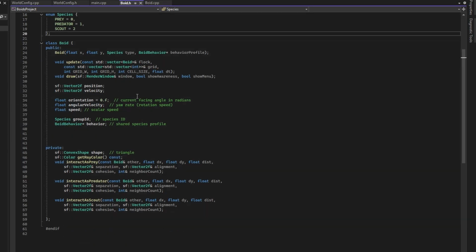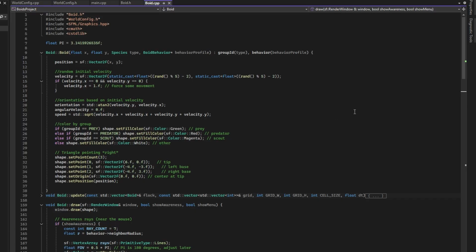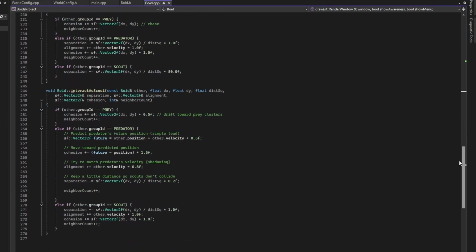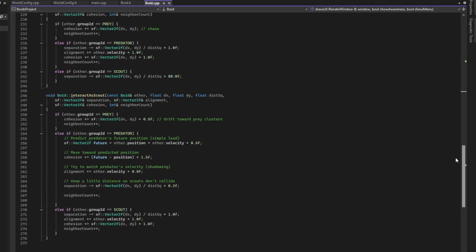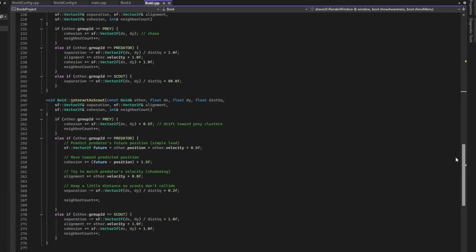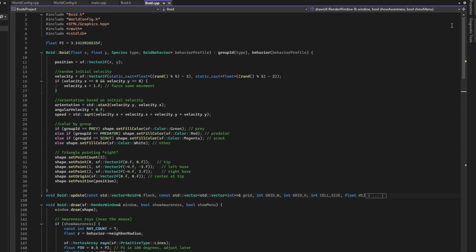And yeah, this is all fairly common with Boids simulations. And then when I actually get into the Boids CPP, things get kind of messy here, also, because this is 276 lines. I probably could have made it cleaner, but well, I didn't.